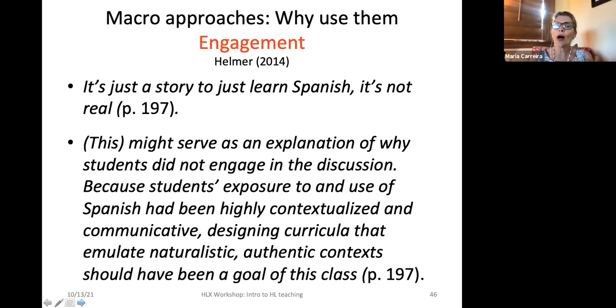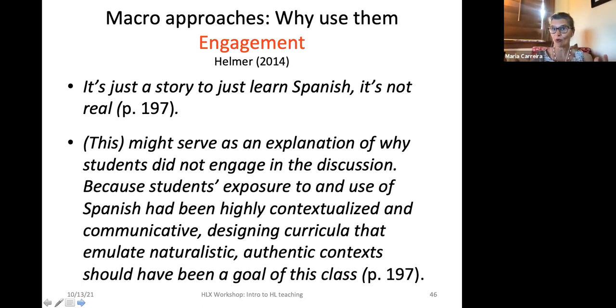And this is what she said. She heard a student say, oh, we're not paying attention because it's just a story to learn Spanish. It's not real. And this is what she concluded from that comment. This might serve as an explanation of why students did not engage in the discussion, because students' exposure to and use of Spanish have been highly contextualized and communicative. Designing curricula that emulate naturalistic, authentic context should have been a goal of this class.